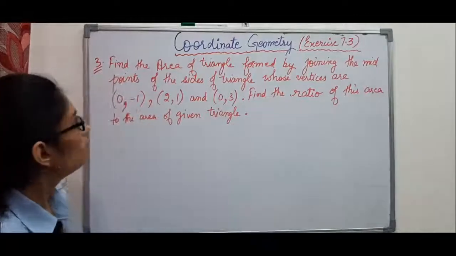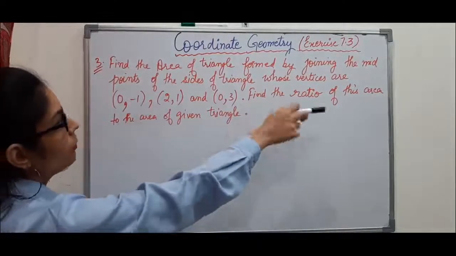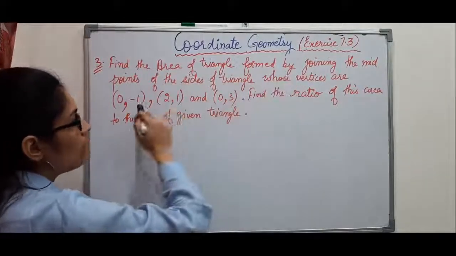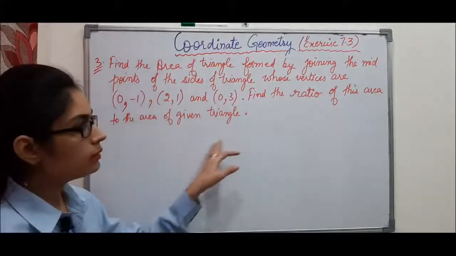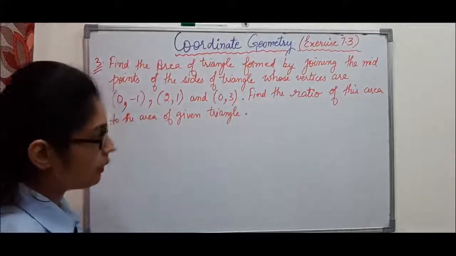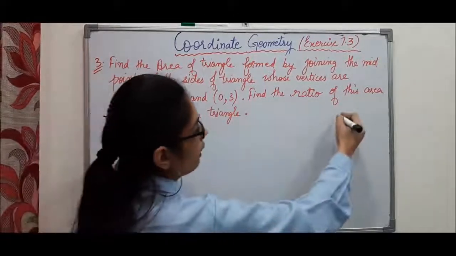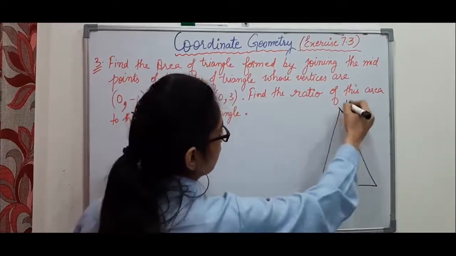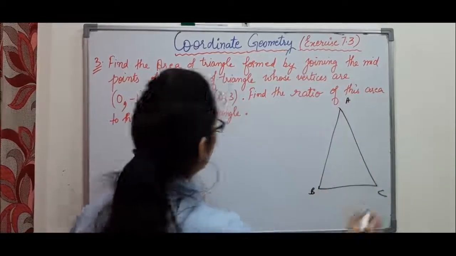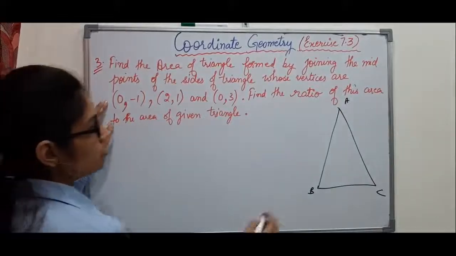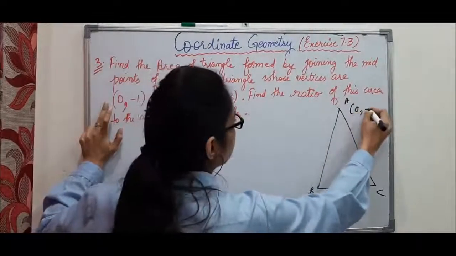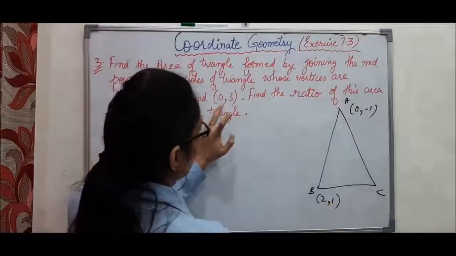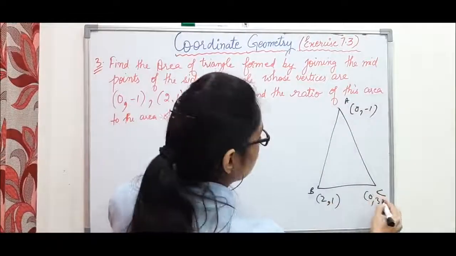Third question, it's given, find the area of the triangle formed by joining the midpoints of the sides of triangle whose vertices are these. So first we will do this, then we will come to the second part. So one triangle is given to you, ABC, let's name it, and its vertices are also given to you. This is A is 0 minus 1, B is 2 1 and C is 0 3.